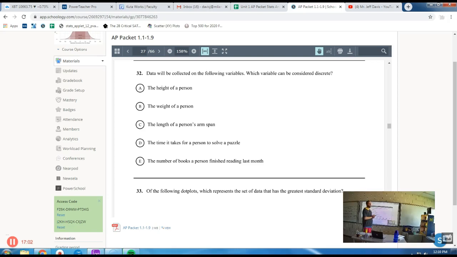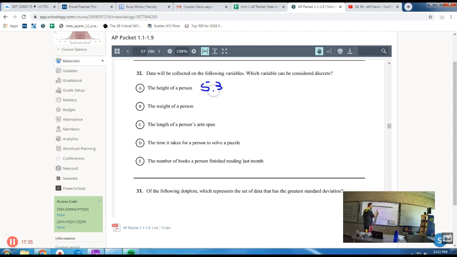What hour are you in pre-calc? First hour, second hour, third hour, fourth hour. But you can't be in like 1.72 hour or 3.19 hour. So discrete means there are gaps. So the height of a person is not discrete.